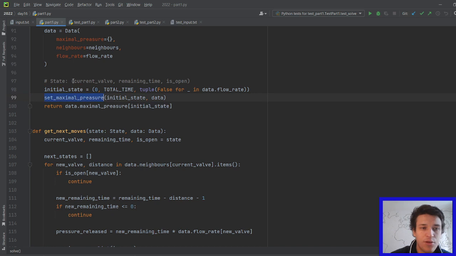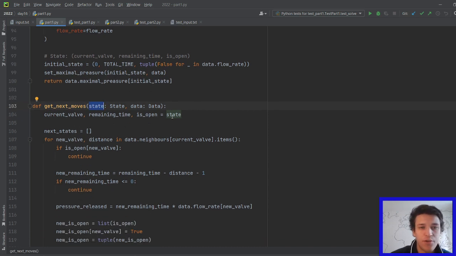So to define this function, one thing we need is to get the next moves for a particular state. So for a state, what we consider a move is going to another active valve from the current position and opening it. This will be a move. Going to an active valve and not opening it, for example, does not make sense. So all the useful moves are going to an active valve and opening it.